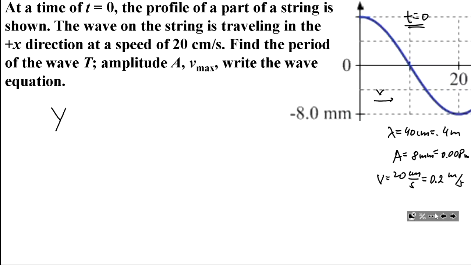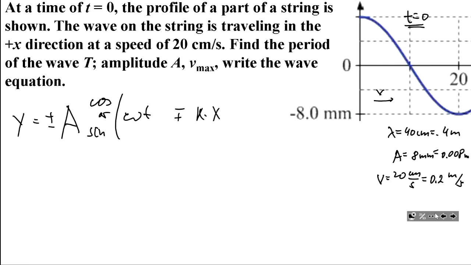If you want to write the wave equation, we have to choose between a sine and cosine. Now, and the minus or plus omega t, well, the amplitude, and again, in general, would have been plus or minus k times x. So we have to make 3 choices. 1, 2, 3.